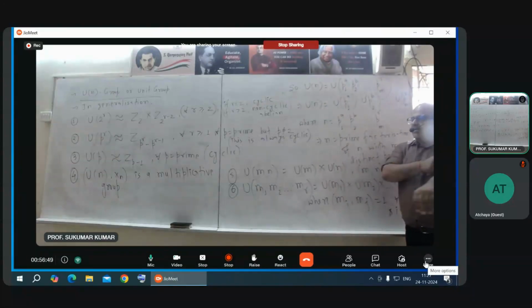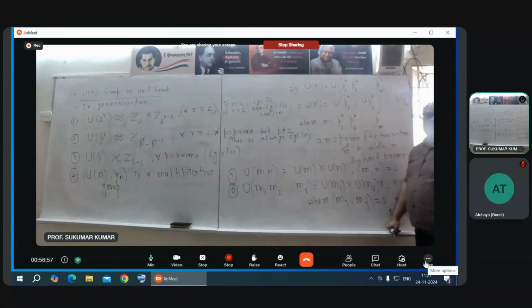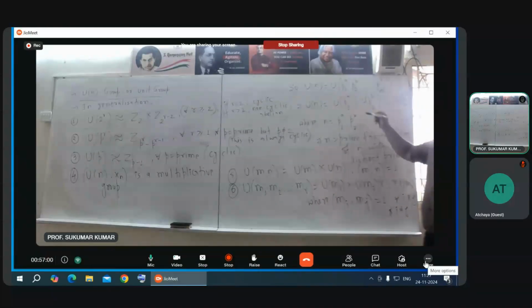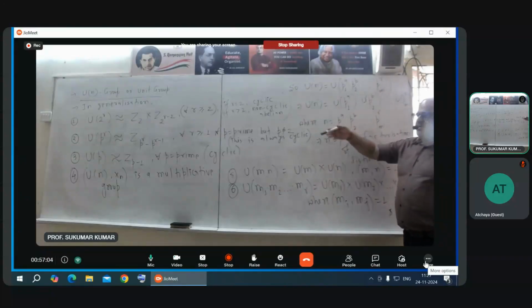And U(n) is a multiplicative group. Multiplicative group meaning multiplicative function. This means that if we do prime factorization of n, then after that we can make a separate multiplication form: U of this into U of this into U of this, like this. After that, we can use the separate formulas for each.